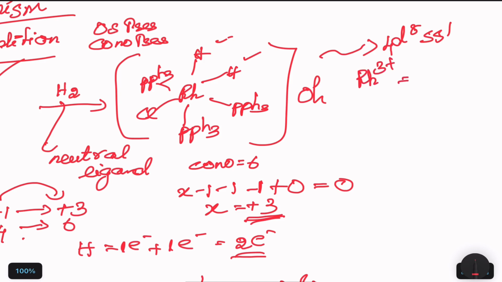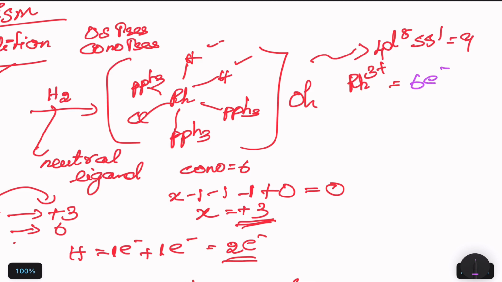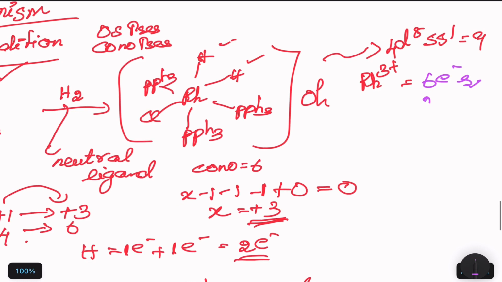So basically 3 electrons are lost. Initially 9 were present, now 3 electrons are lost, so it will be 6 electrons. Then for each ligand we take 2. For each hydrogen I am adding 2, and for 1 chlorine it is 2, and then for 3 triphenylphosphine it is 6. So totally 18 electrons will be completely filled.